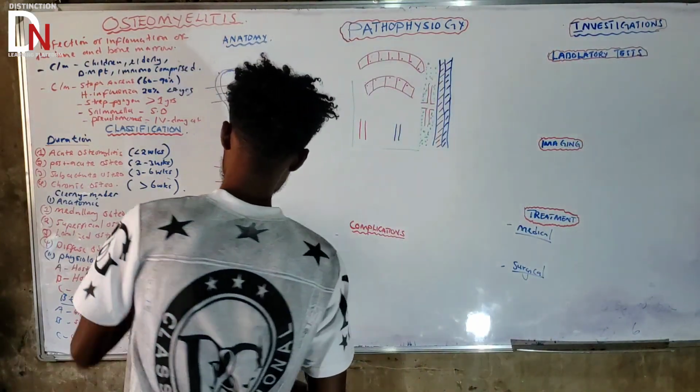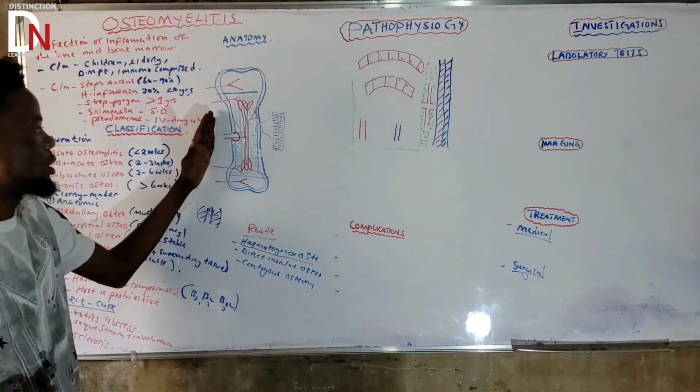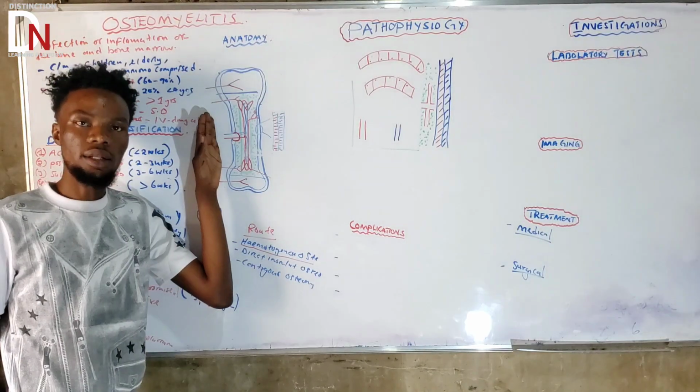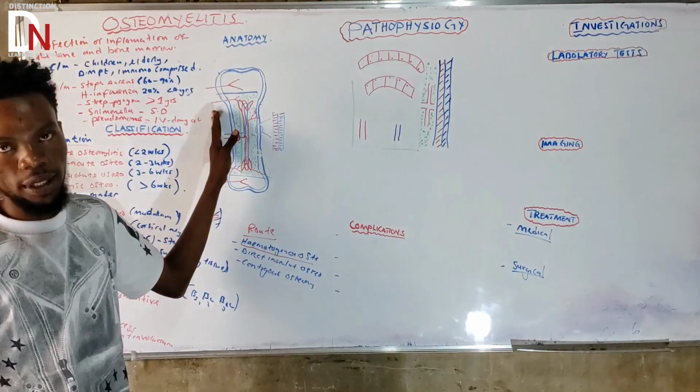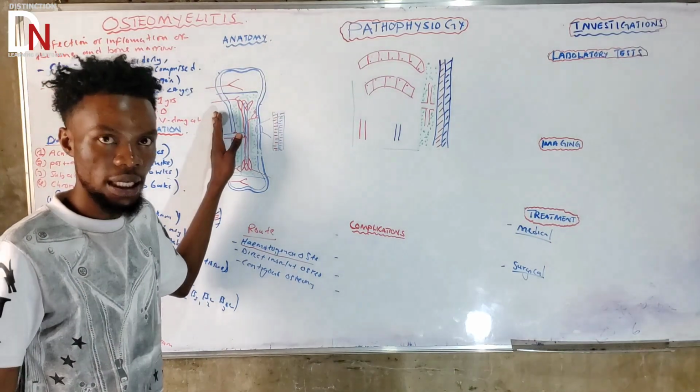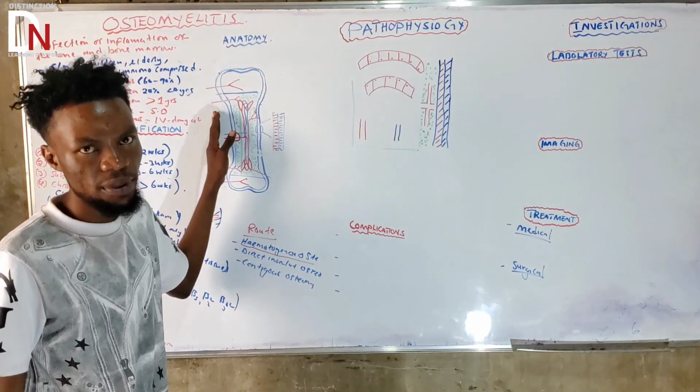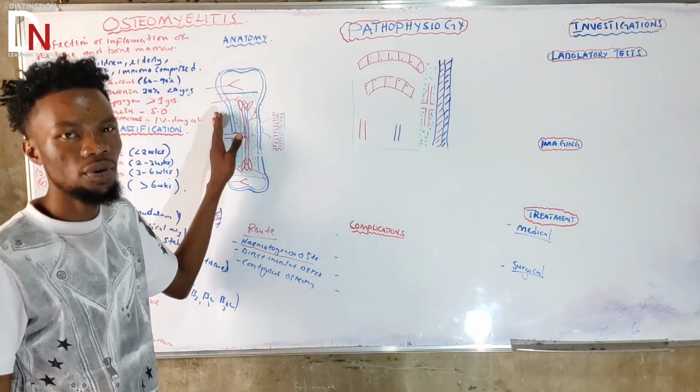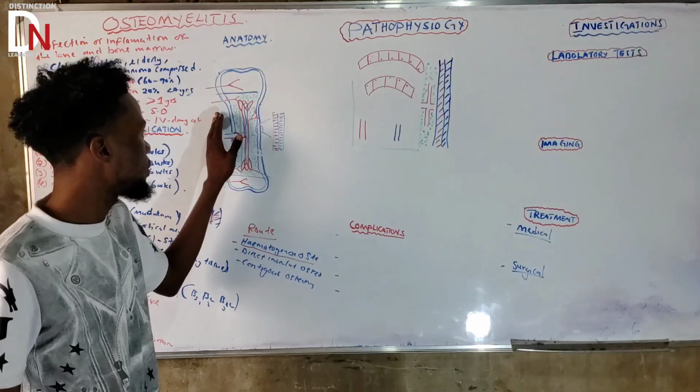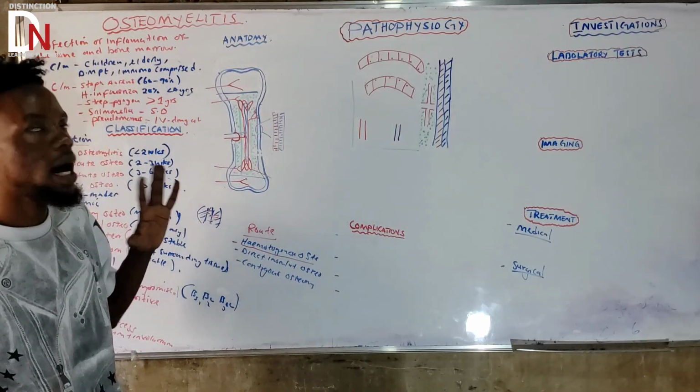So let's say now we're getting the long bone, because the reason why I'm getting the long bone is that's where osteomyelitis commonly affects. It commonly affects long bones, like the tibia, femur, humerus, like that. So now remember that the long bone has parts.